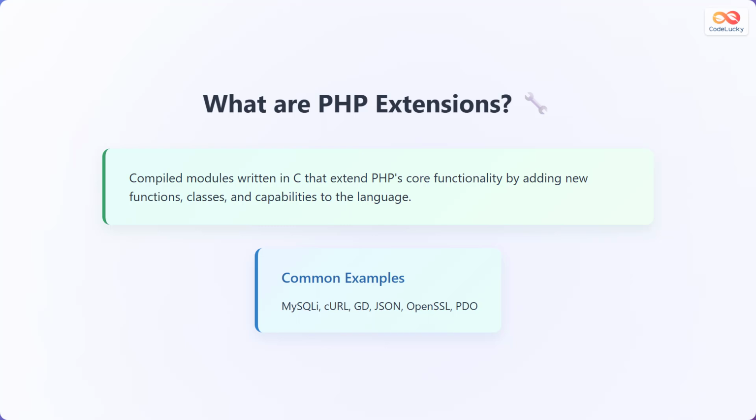So, what exactly are PHP extensions? These are compiled modules, typically written in the C programming language, that extend PHP's core functionality. They add new functions, classes, and various capabilities to the PHP language. Some very common examples of extensions are MySQL, cURL, JSON, OpenSSL, and PDO.